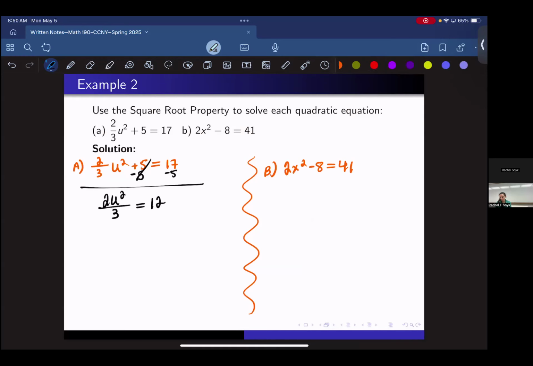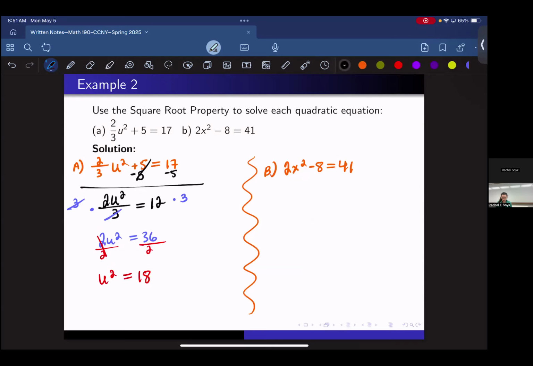The reason why I wanted to put it in that form for the fraction is because now you can easily identify, let me just multiply both sides by 3 so I can cancel that 3 out. And I'm looking at 2u squared is equal to 36. And then we can go ahead and divide both sides by 2. So we essentially have u squared is equal to 18.